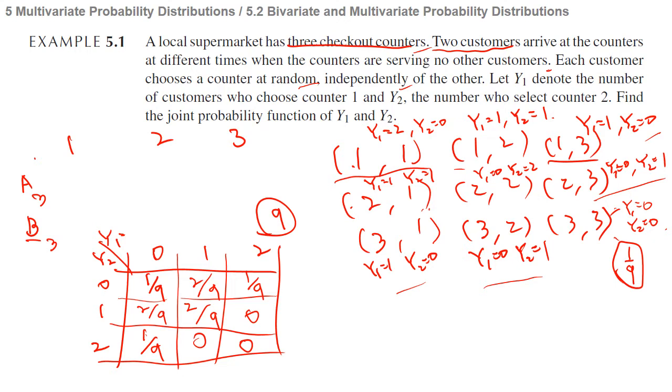So let's check whether the sum of everything is equal to 1. 1, 2, 4, 6, 7, 8, 9. Okay, so the joint probability function of y1 and y2 is this one. So p of y1, y2, the probability table, is given here.